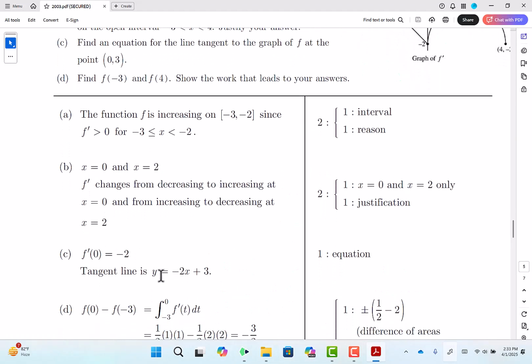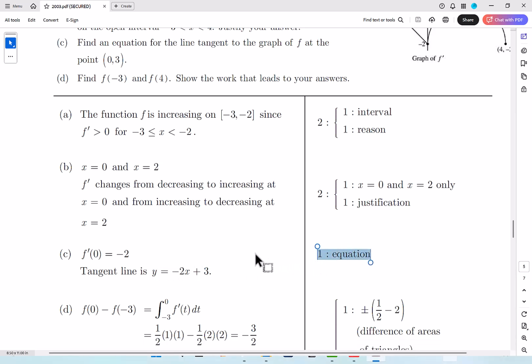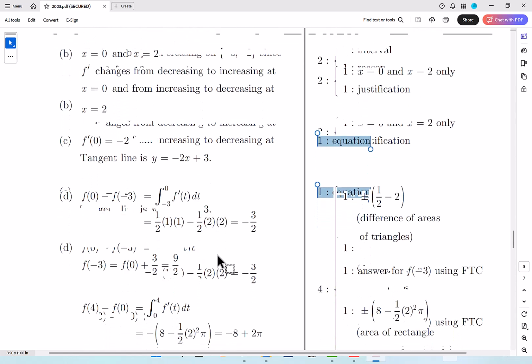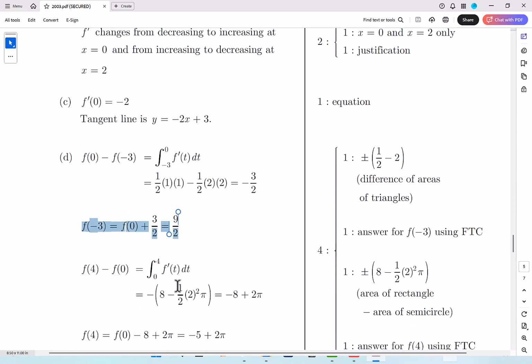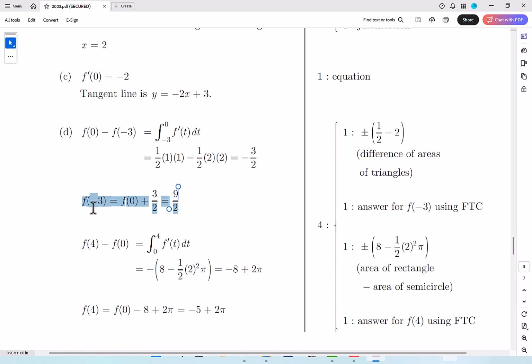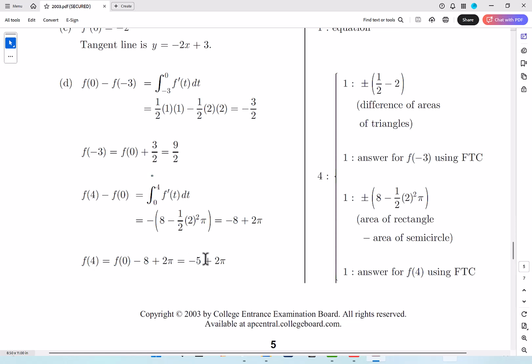Letter C, tangent line. Y equals -2x plus 3. They felt it was only worth 1 point. That's fine. No big deal. We got the point. Letter D, relax. I know it looks a little bit different than ours. It's the same. Look, we got 9/2, and for f of -3, sorry, and for f of 4 we got 2 pi minus 5. They wrote it as -5 plus 2 pi. So we got it. Cool or not cool?